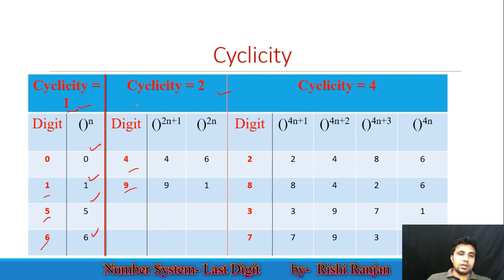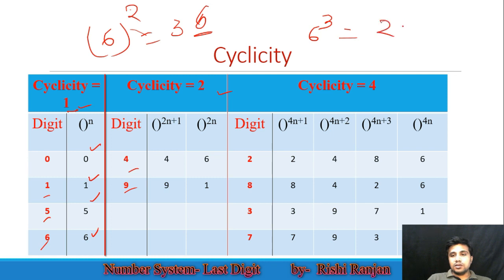For 0, 1, 5, 6, because cyclicity is 1, it will always remain the same digit. It does not change. You take 6 power anything, it will be ending with 6 only. 6 cube ending with again 6. 6 will always remain 6. The last digit will always be 6. That's why the cyclicity of 6 is 1. So 0, 1, 5, 6 always gives 0, 1, 5, 6. It does not change.